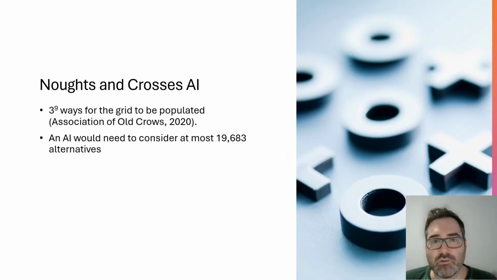So in noughts and crosses there are 3 to the power of 9 unique ways for the grid to be populated. To create an AI for noughts and crosses, at most you would need to consider 19,683 alternatives before deciding on the optimal move. This is a pretty trivial task with current computing power.